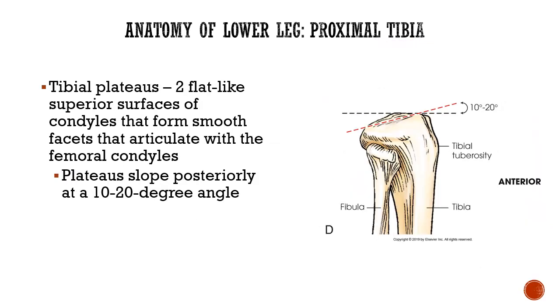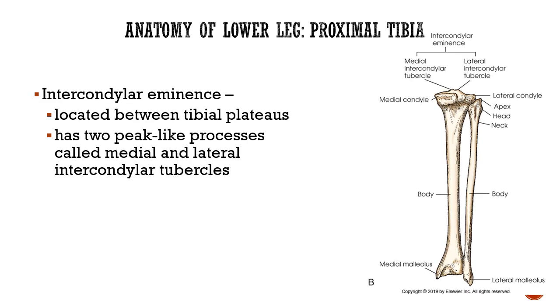The tibial plateaus are two flat, superior surfaces of the condyles that form smooth facets that articulate with the femoral condyles, and they slope at an angle of 10 to 20 degrees posteriorly. The intercondylar eminence is located between the two tibial plateaus. It has two peak-like processes called the medial and lateral intercondylar tubercles. So there are tiny little tubercles on the most superior portion of the tibia.